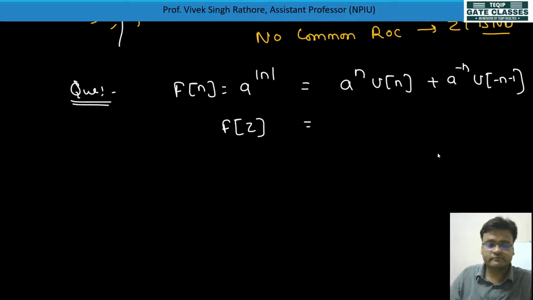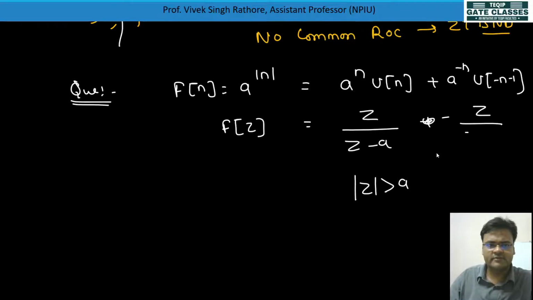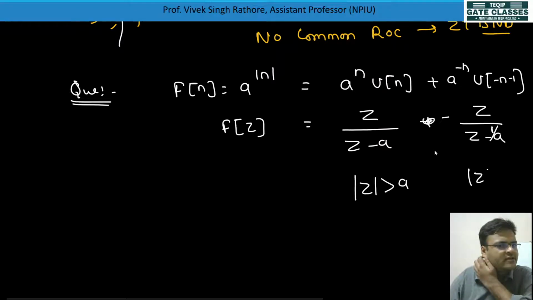The Z transform is z by z minus a, and its mod z will be greater than a, because u of n is there, plus minus z by z minus 1 by a, since a to the minus n is there, right? So z minus 1 by a is there, and its mod z is less than 1 by a.